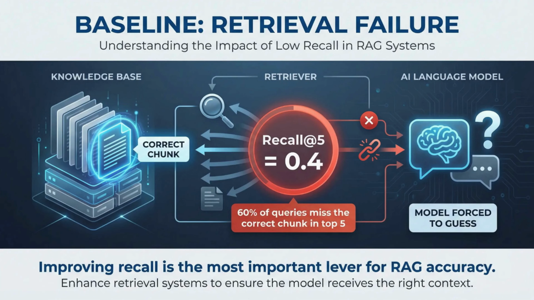We run our evaluation set across multiple queries and measure recall at 5. The result is 0.4. This means that in 60% of the cases, the retriever fails to return the correct chunk in the top 5 results. The knowledge is present, but it's not being found. This is a classic retrieval failure pattern, and it's very important to understand that if recall is 0 for a query, the model is forced to guess. Even a perfect model cannot generate a grounded answer if it never receives the right context. So improving recall becomes the single most important lever for improving RAG accuracy.